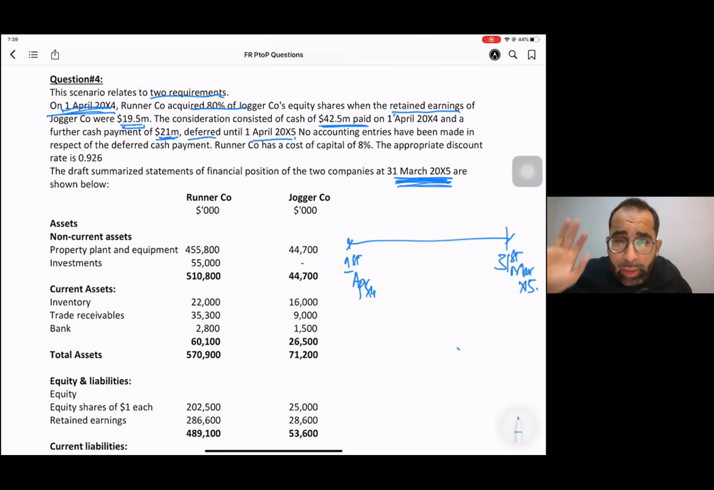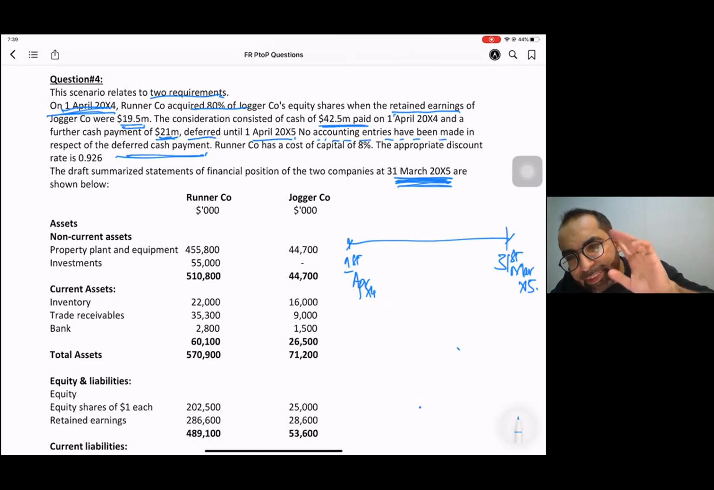Now look at me. In 99% of questions, cash considerations are already recorded by the accountant. But deferred consideration we have to do with our own hands. No accounting entries have been made in respect of the deferred cash payment. What does it mean? That means you have to record deferred consideration from zero. But that also means that cash consideration is recorded.